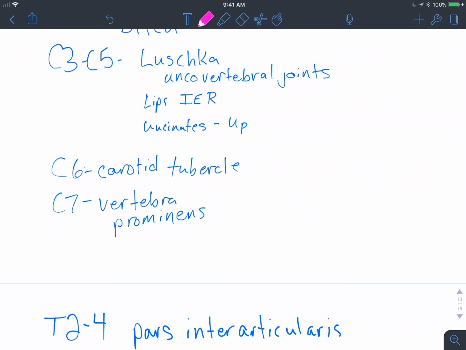Again, we'll talk about these a little bit later. Now, C7 may or may not be your most prominent vertebra. When you're palpating, it could be C7 or T1, as you probably know from palpation now. But its other name is the vertebra prominens. So it is always the vertebra prominens. It may or may not be your most prominent vertebra.